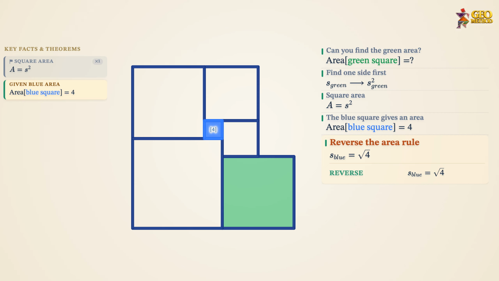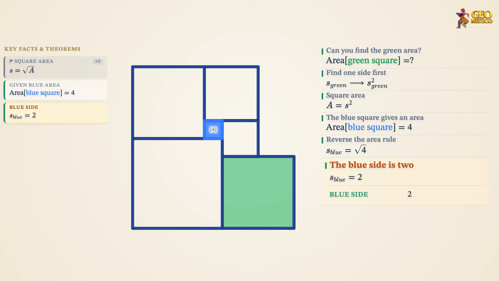Run the square area rule backward. The blue side is the positive square root of 4. So every side of the blue square has length 2. That small length becomes the step size carried through the packing.